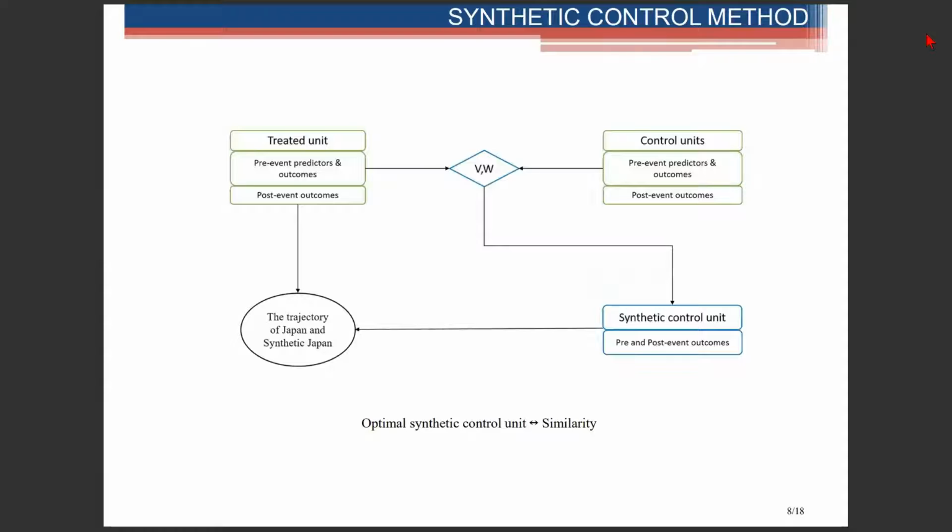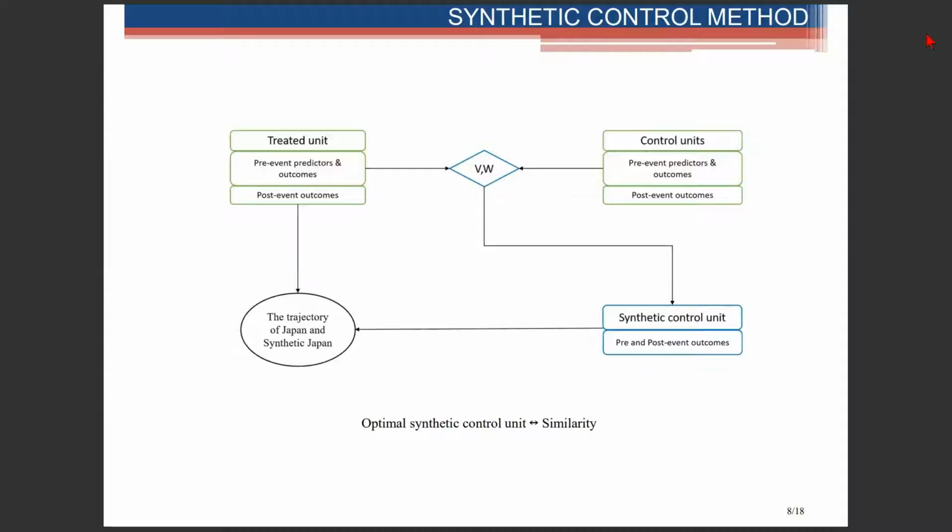This flow scheme shows how my study works. There were two groups, a treatment unit and a control unit. Of course, Japan is my treatment unit and the other countries are control. I collect some data in the pre-intervention period, and the predictors, and make some possible weights using V and W. I use those two weights and four other factors to build the synthetic control unit.